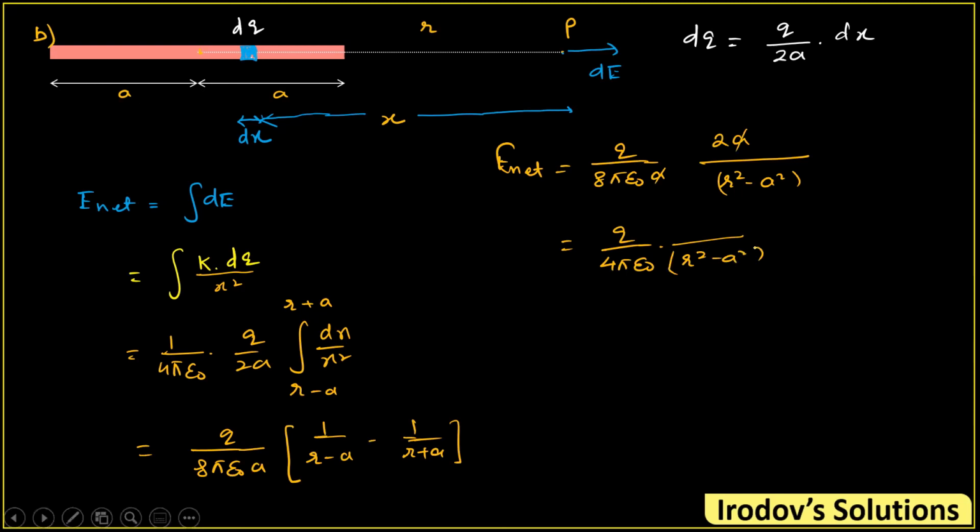So this is the electric field for the axial position. And again, for the limiting case, when r is much greater than small a, this a square can be neglected. And for that case, E net will be q by 4 pi epsilon naught r square, and that is our answer. Thank you.